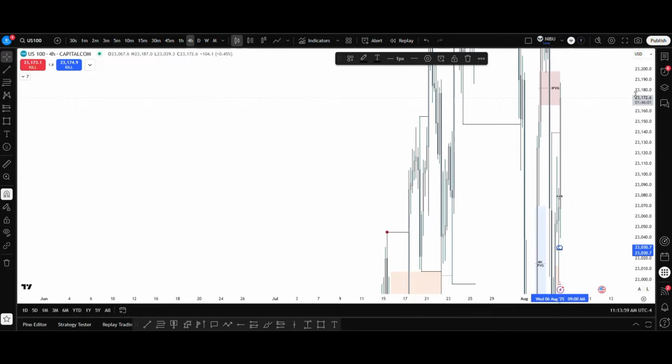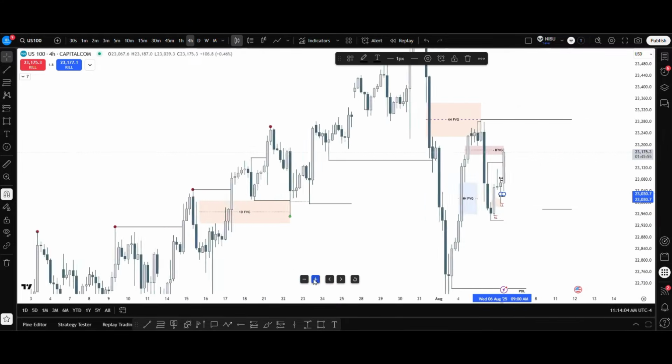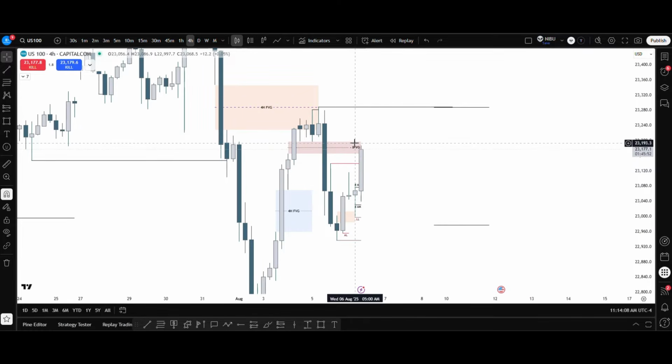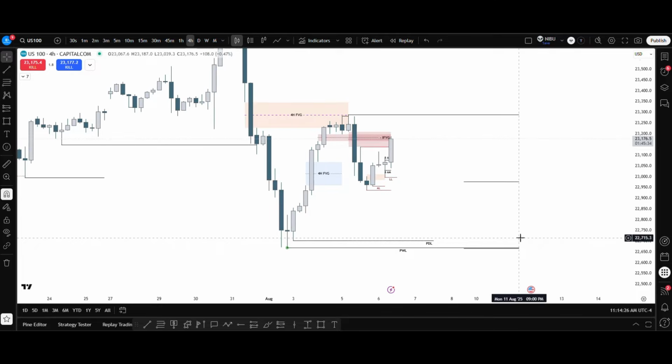Today I just marked the 4 hour inversion FVG here, and we had a 4 hour FVG here. This was Asian low and this was London low. I'll show you in lower time frame. This was actually 4 hour levels.